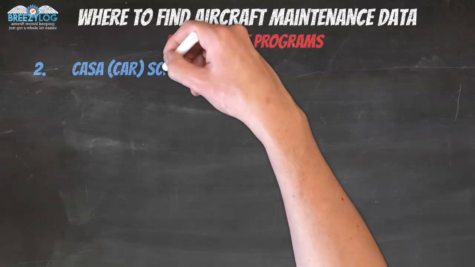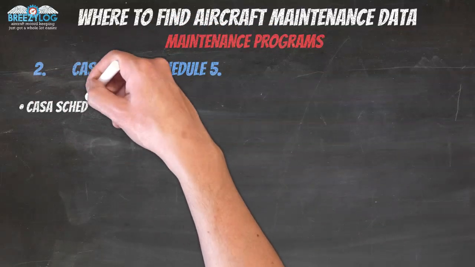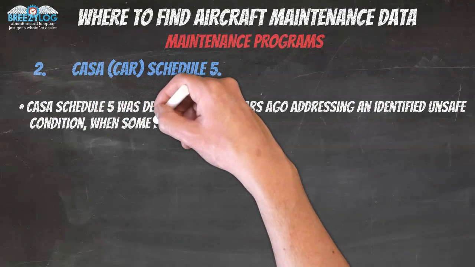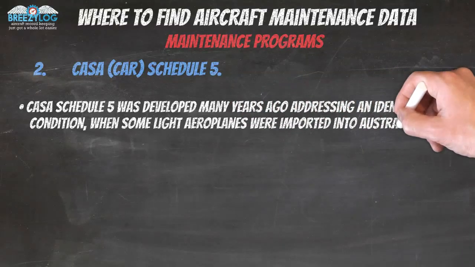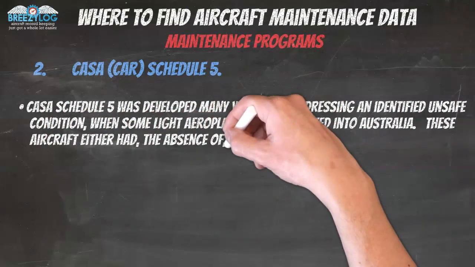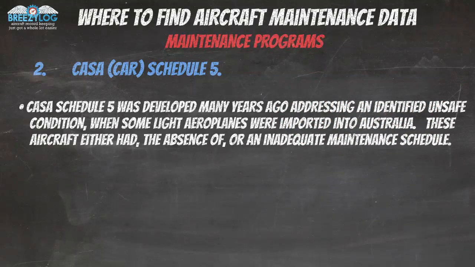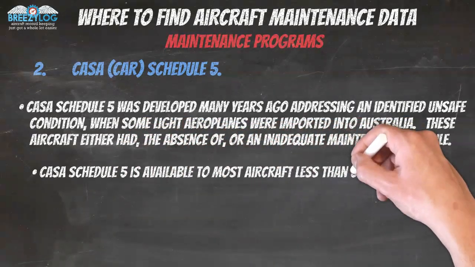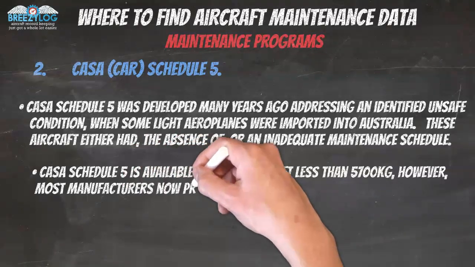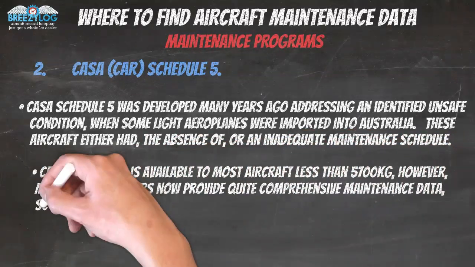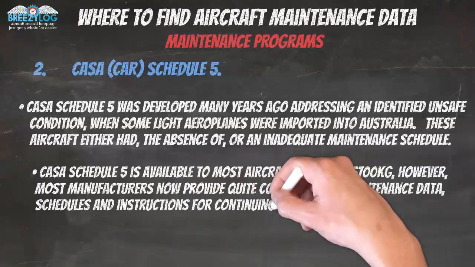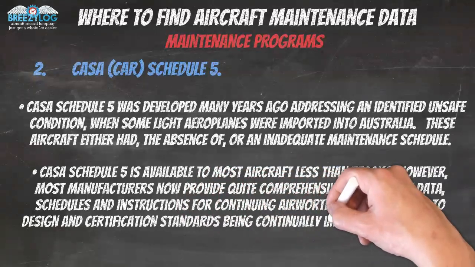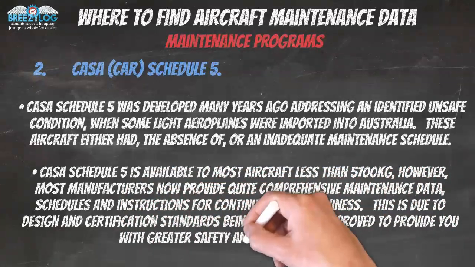The second option for a maintenance schedule is CASA Schedule 5. CASA Schedule 5 was developed many years ago addressing an identified unsafe condition when some light aeroplanes were imported into Australia. These aircraft either had the absence of or an inadequate maintenance schedule. CASA Schedule 5 is available to most aircraft less than 5,700 kilograms. However, most manufacturers now provide quite comprehensive maintenance data, schedules and instructions for continuing airworthiness. This is due to design and certification standards being continually improved to provide you with greater safety and cost-effectiveness.